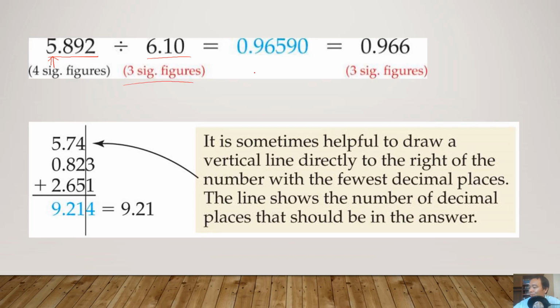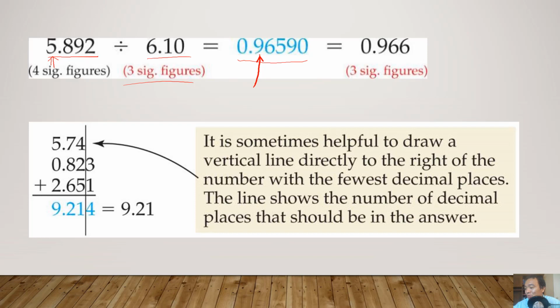Your calculator gives you this number, 0.96590. You have to keep 3 sig figs. Do you remember 3 sig figs? You have to start counting from the first non-zero. So that's my 1. Hey, I did not look at the decimal point. No, I did not. I look at the first non-zero when I count sig figs.